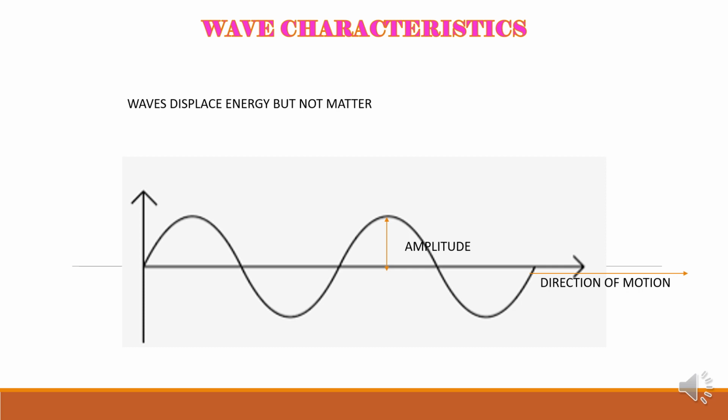The amplitude is given in meters. Next, we talk about the period. It's given in seconds, and it's the time between two crests or two maxima on the wave. And regarding the wavelength, it's also measured in meters, and it's the distance between two crests of the wave.